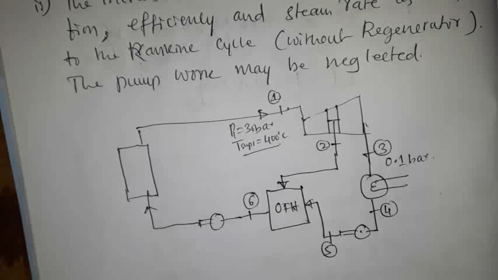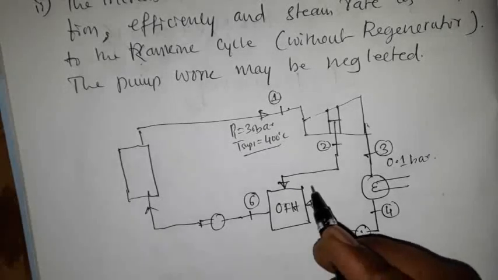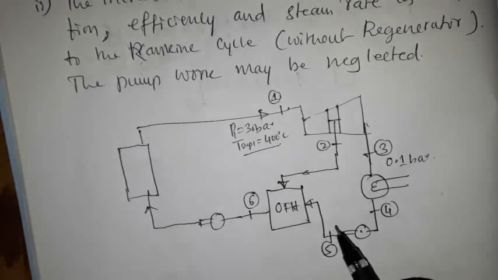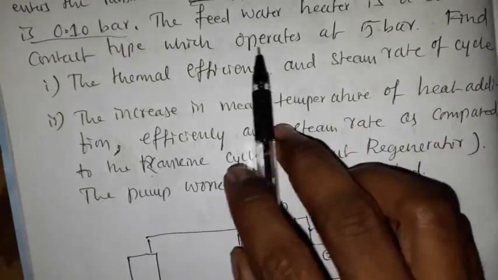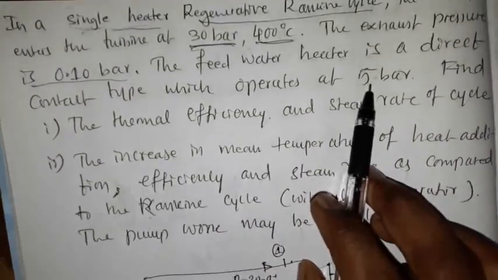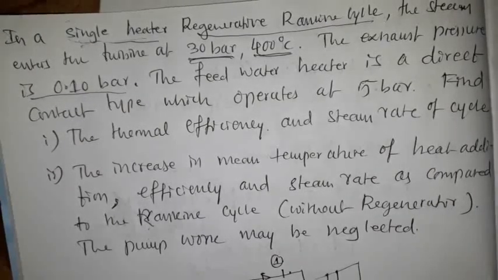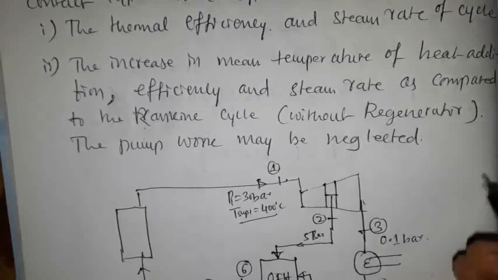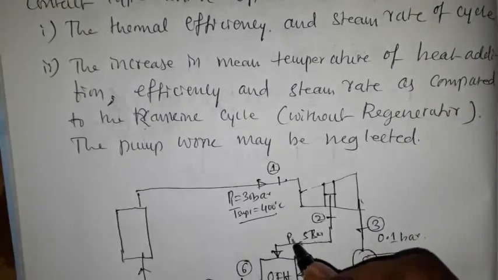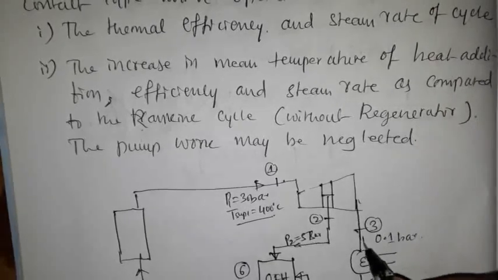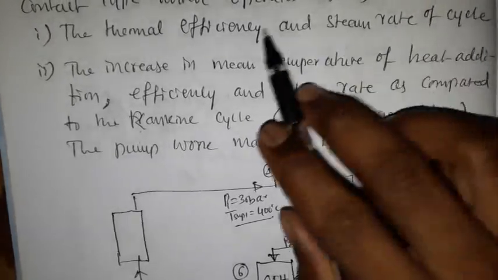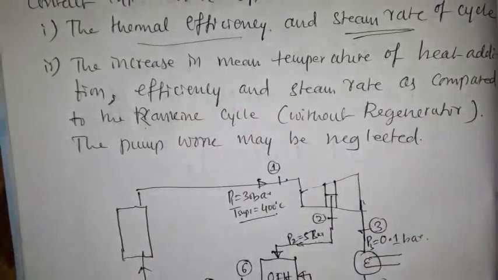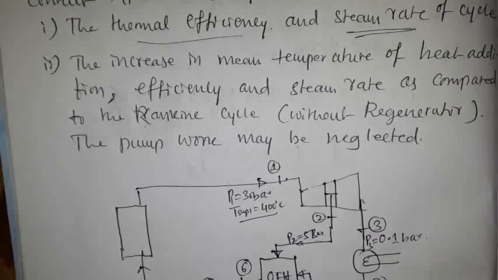The feed water heater is a direct contact type, so both bled steam as well as condensate are mixing directly. It operates at 5 bar, that is P2 is equal to 5 bar pressure at the open feed water heater. This is P3, the condenser pressure. Find the thermal efficiency and steam rate for the cycle. So we need to find out thermal efficiency as well as steam rate.